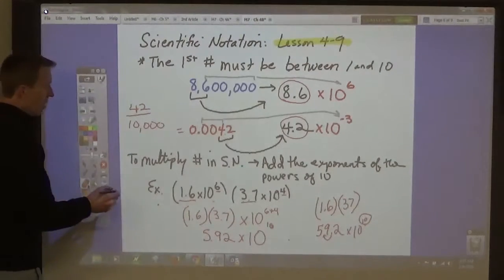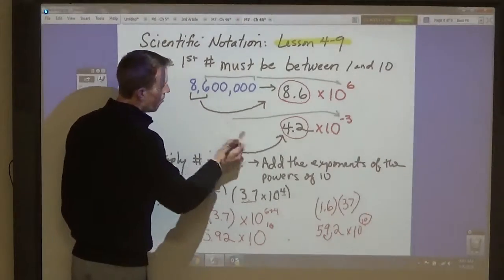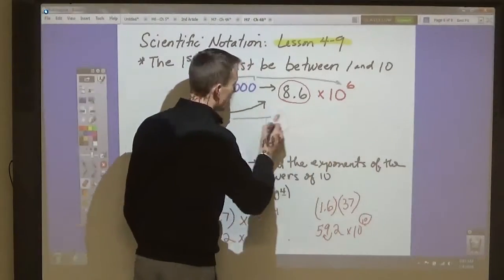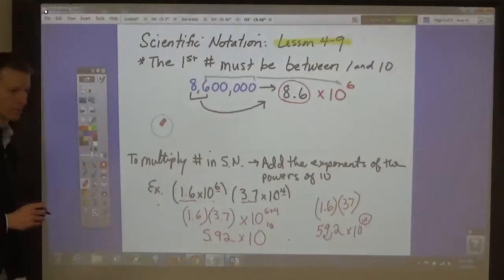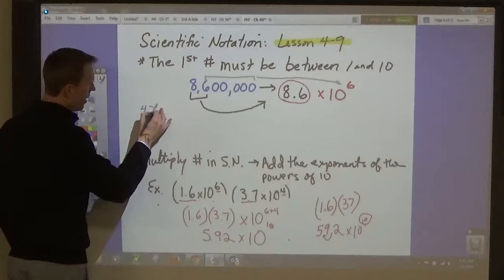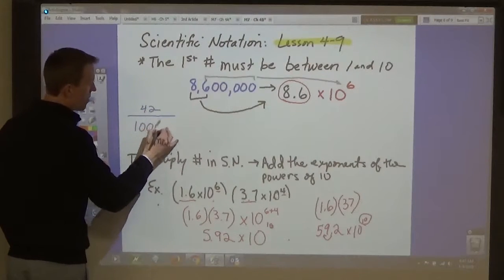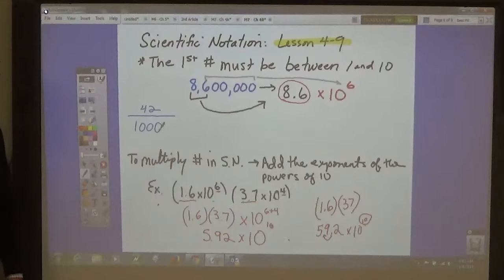Now, you also can use scientific notation to write really, really small numbers. Let me give you an example of that. So, we have 42 thousandths. How would you write that as a decimal? 42 thousandths.